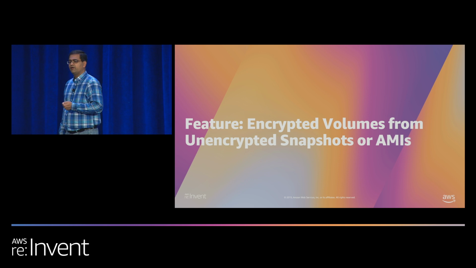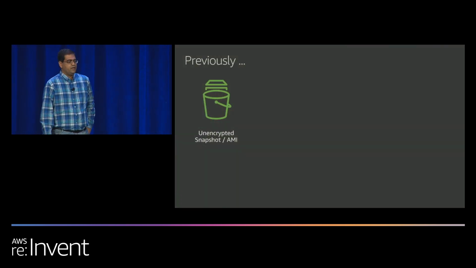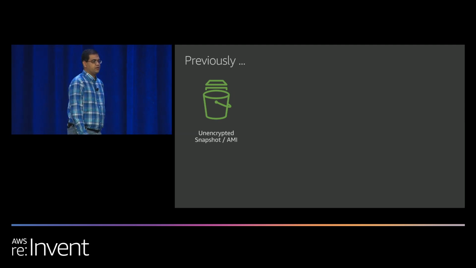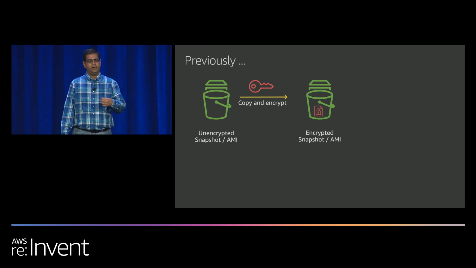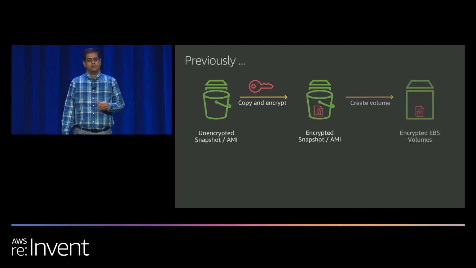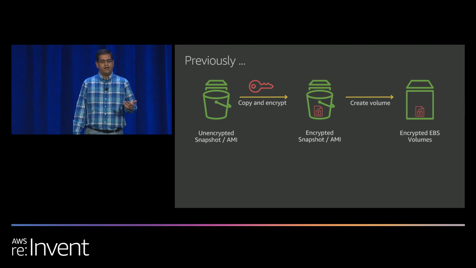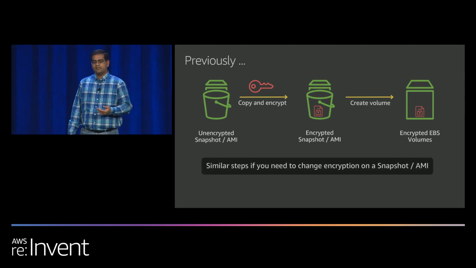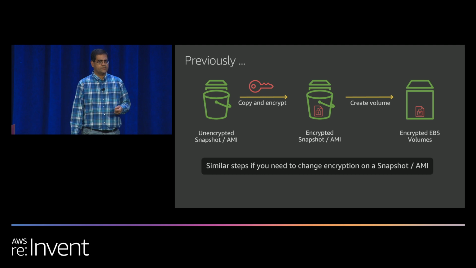So, encrypted volumes from unencrypted snapshots or AMIs. Previously, if you had an unencrypted snapshot or AMI, what you would do is copy and encrypt it into a snapshot or AMI, and then launch an encrypted EBS volume from it. Show of hands, how many people have done this? Quite a few of you, okay? A bunch of you complained to us about this and said, why do we have to do this? It takes time, it takes effort, and really we don't want to do this.